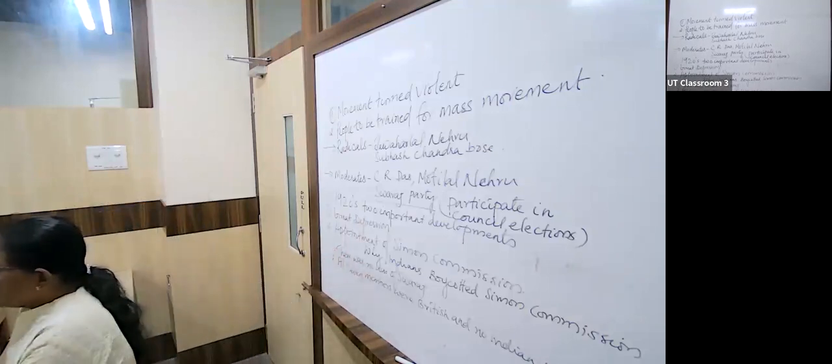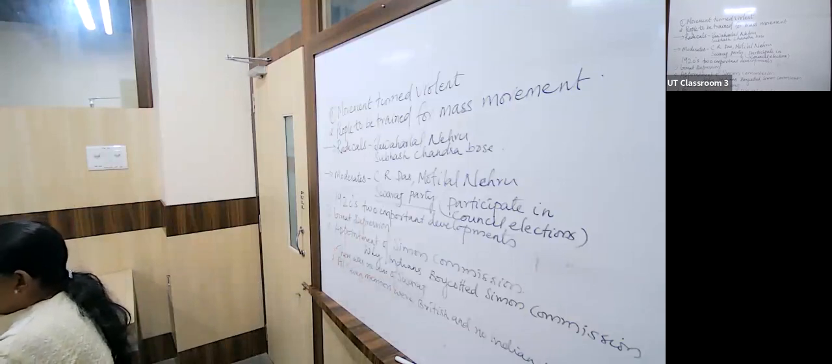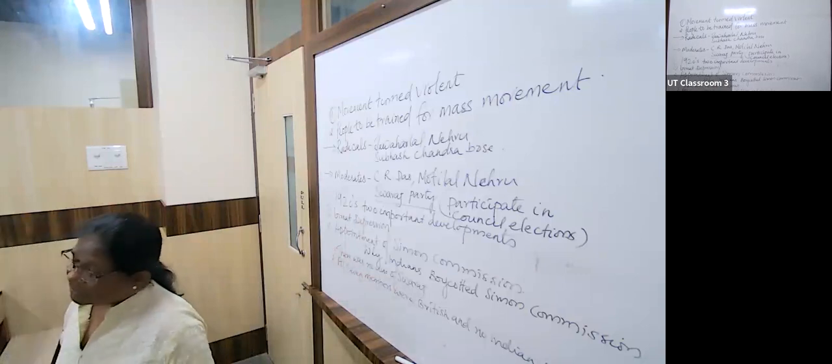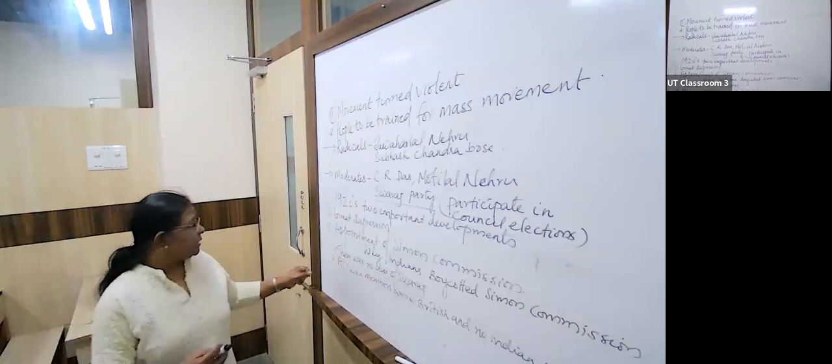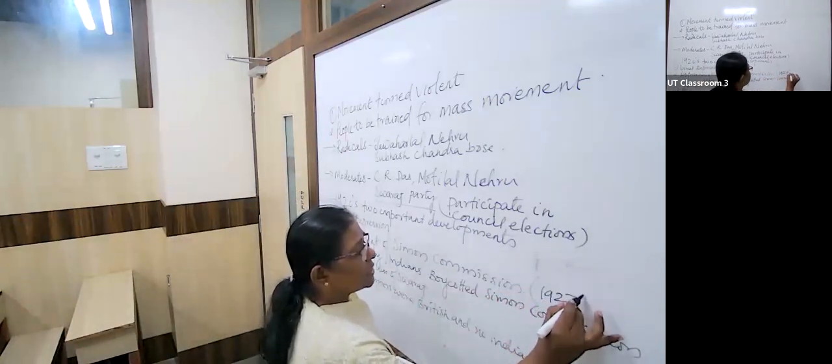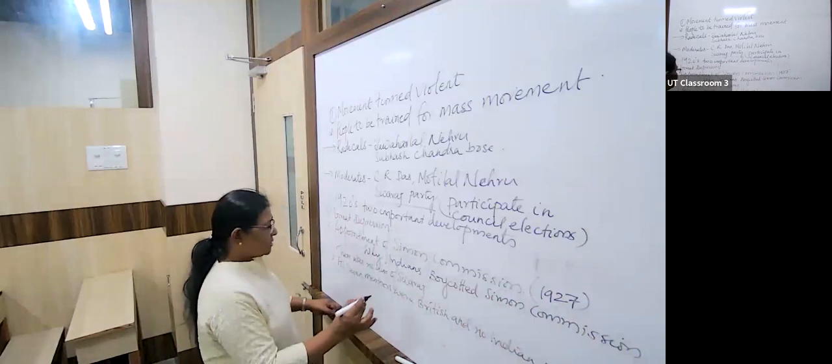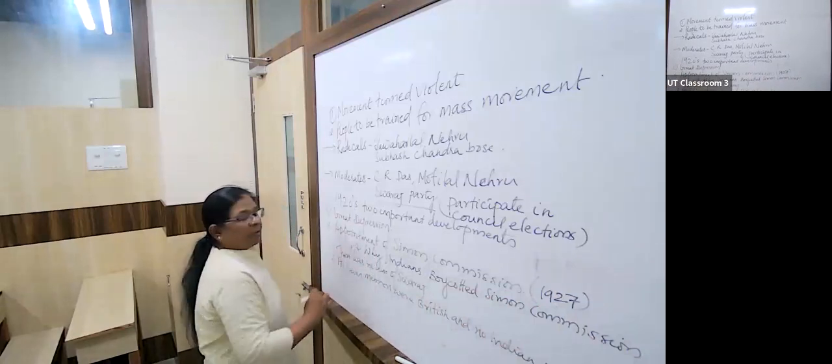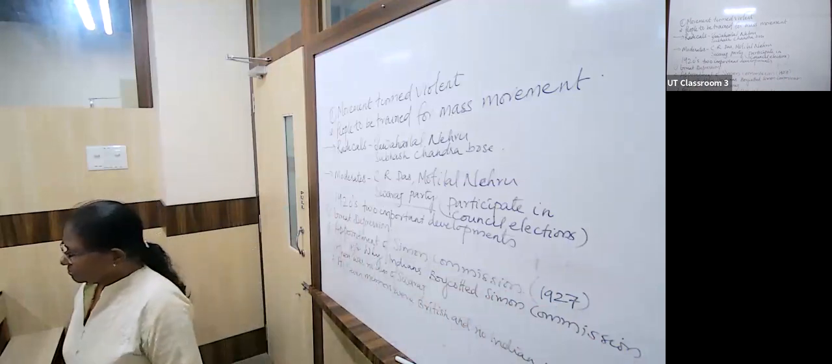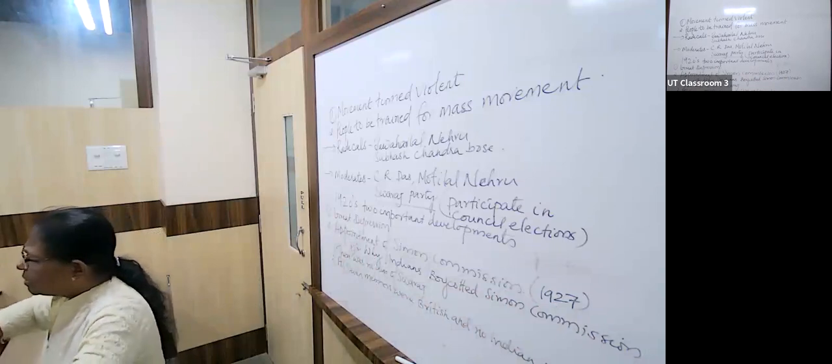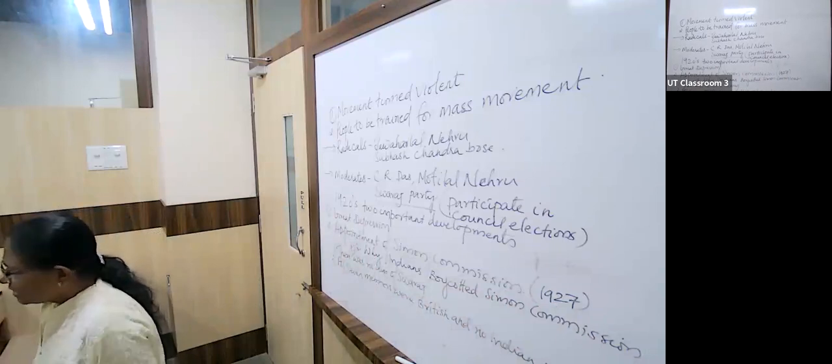The second is that all 7 members were British and no Indian was included. So Indians decided to boycott. This Simon Commission was appointed in 1927 and this commission came in 1928. When the commission came, everywhere black flags were there. Simon Go Back slogans were there.